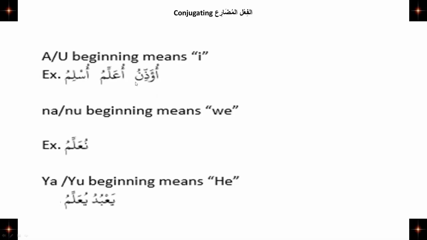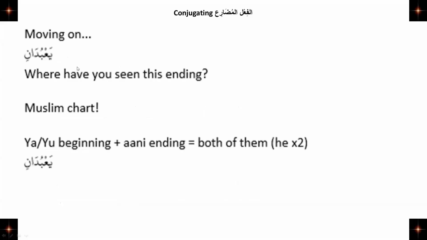Okay, so u and am are all for I, while nu and na are all for we. Nu'allimu and nadrusu are all for we. Okay, and then ya and yu, for you: ya'budu, yadrusu and yu'allimu. Ya and yu are for he. Ya'budu, ya'budani. Moving on.